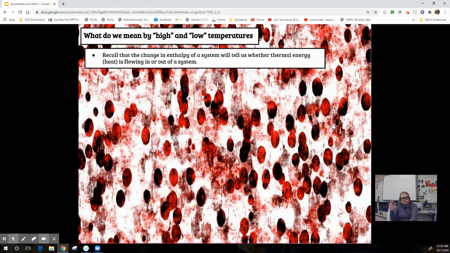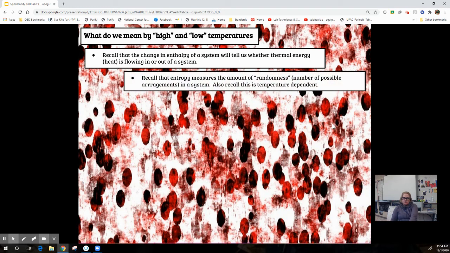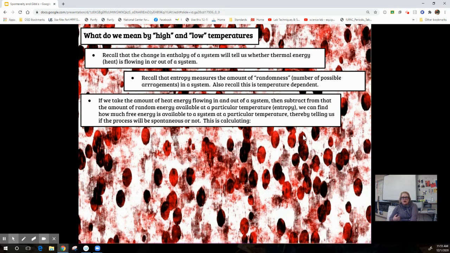So, review again. Enthalpy is going to talk about the flow of thermal energy in and out of a system. The entropy measures the amount of random energy there is and is temperature dependent. So I'm going to talk to you about how these two are going to relate to each other to figure out if a process is spontaneous or not.